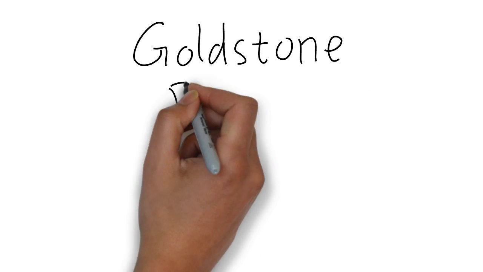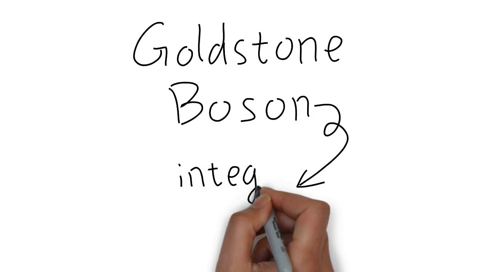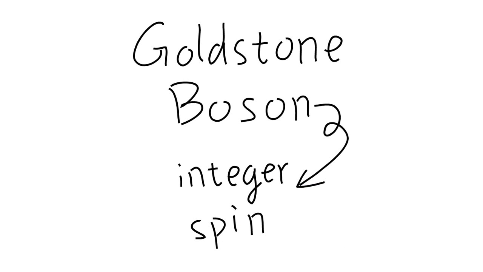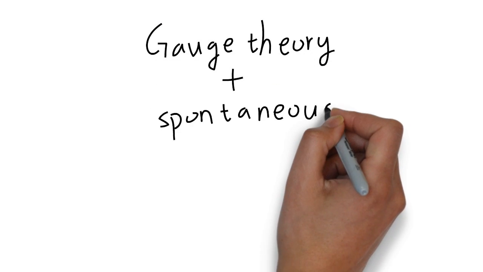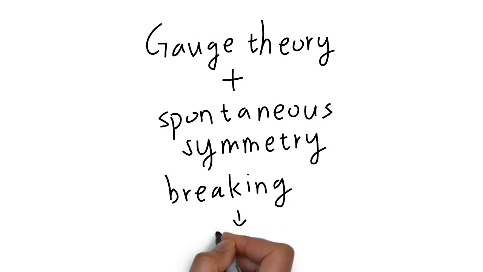In addition, for this massless field, we call the particles generated by it Goldstone bosons. Bosons are particles with spins of integer values, where spin is another intrinsic property of particles, just like an electric charge. We have discussed spontaneous breaking of symmetry and gauge fields. What if we put these two together?